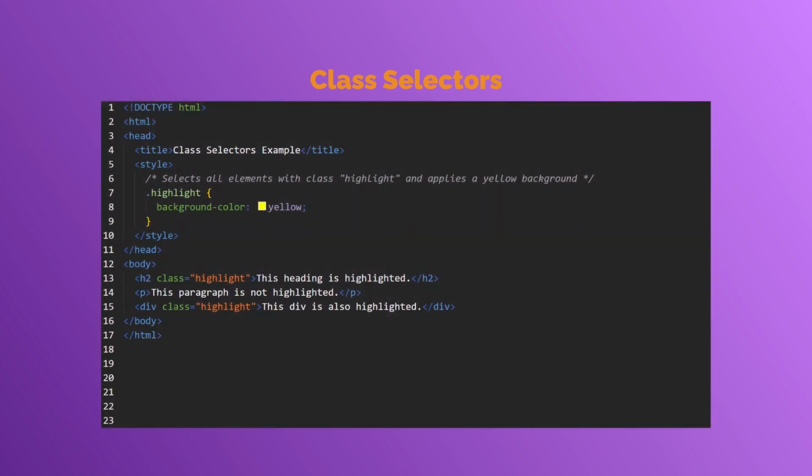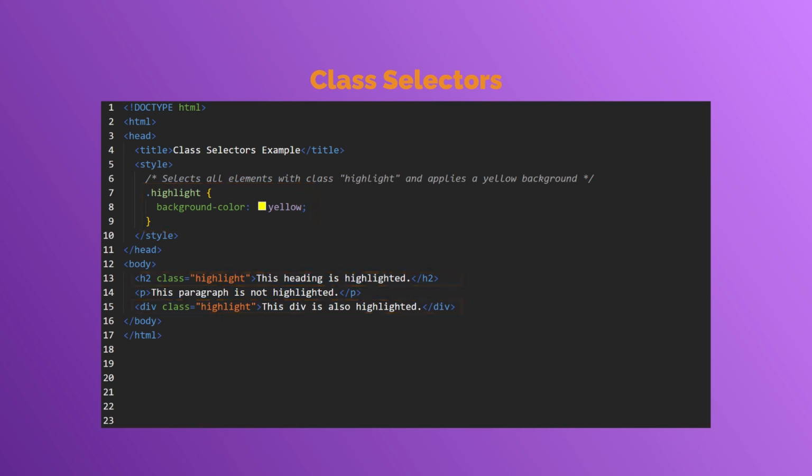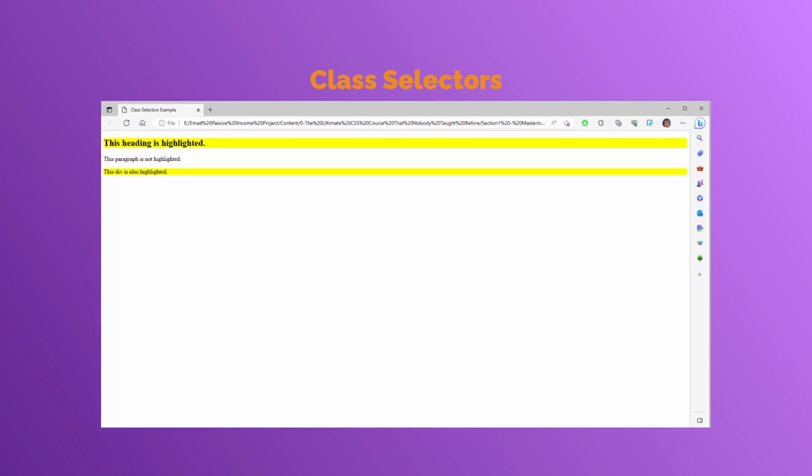Class selectors. The class selector allows us to target elements based on their class attribute. This selector is denoted by a dot followed by the class name. Let's see an example. In this example, we have an HTML page with an H2 tag heading, a P tag paragraph, and a div tag element. The CSS code selects all elements with the class highlight and applies a yellow background color to them. Therefore, the heading tag and the div tag are highlighted with a yellow background, while the paragraph tag remains unaffected. The resulting HTML page output is like this.